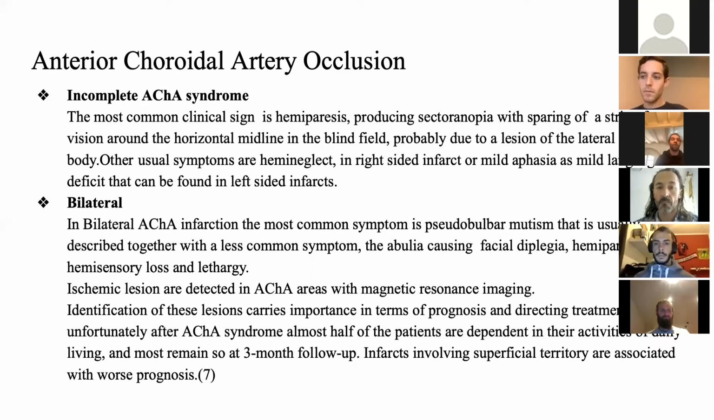Ischemic lesions are detected in anterior choroidal artery areas with magnetic resonance imaging. A homogeneous patient group shows ischemic lesions in a similar region, but also similarities in risk factors and etiology. Identification of this lesion carries importance in terms of prognosis and directing treatment. Unfortunately, after anterior choroidal artery syndrome, almost half of the patients are dependent in their activities of daily living, and most remain so at 3 months follow-up. In fact, lesions involving the superficial territory are associated with worse prognosis.